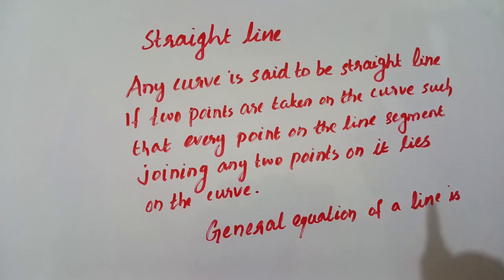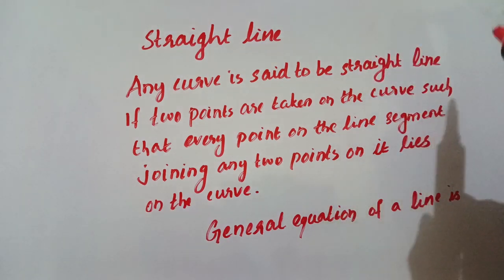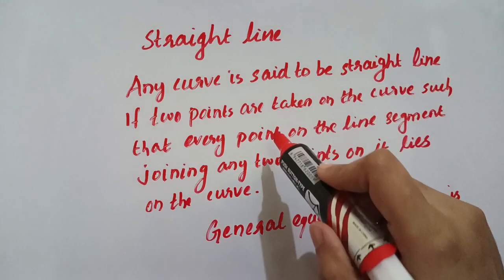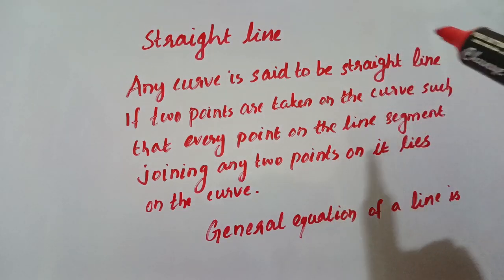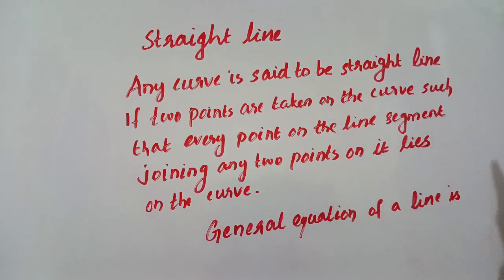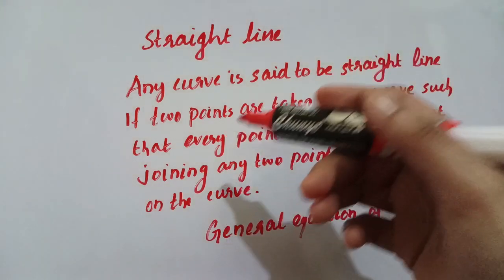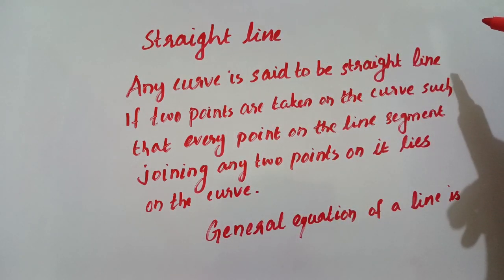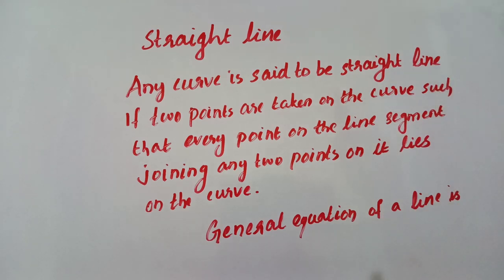A straight line definition: any curve is said to be a straight line if two points are taken on the curve such that every point on the line segment joining any two points on it lies on the curve. This is the definition for a straight line. I repeat, any curve is said to be a straight line if two points are taken on the curve such that every point on the line segment joining any two points on it lies on the curve.